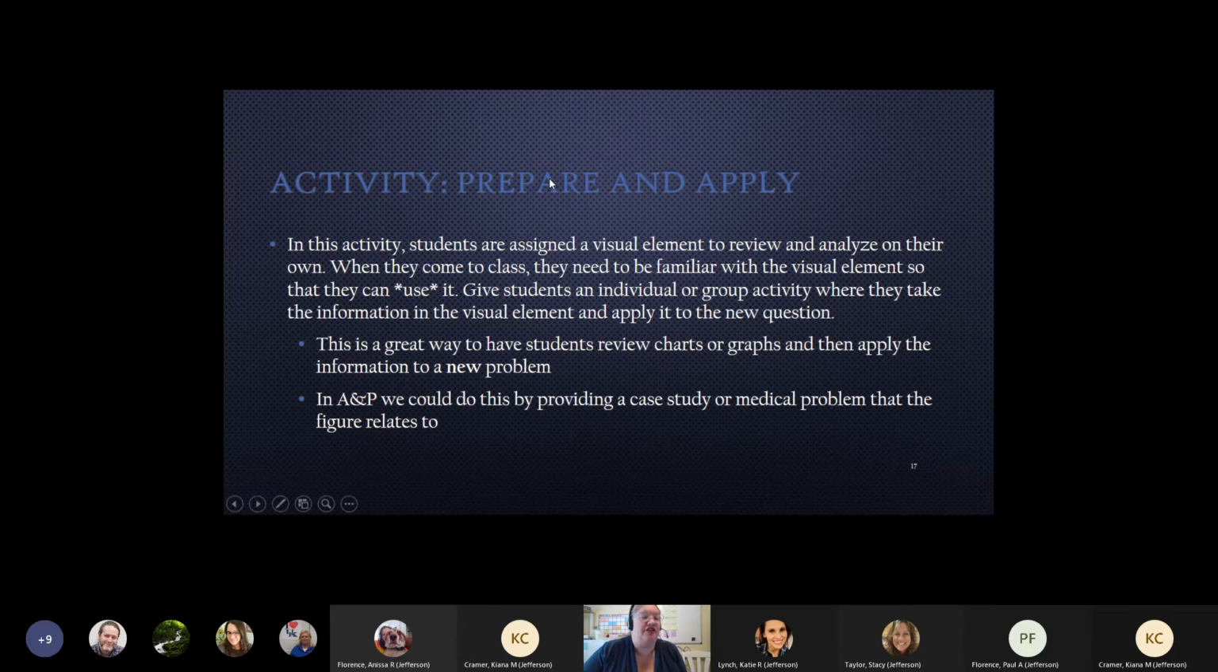In her booklet, this is another activity that she has. She talks about assigning students some kind of figure or a table or a chart to prepare on their own. And then they come to a group activity where they have to apply that artwork to their question. She talks about providing a case study or a medical problem where they've prepared by looking at the artwork. So now they can apply what they've learned from that figure to the question that they've been given.